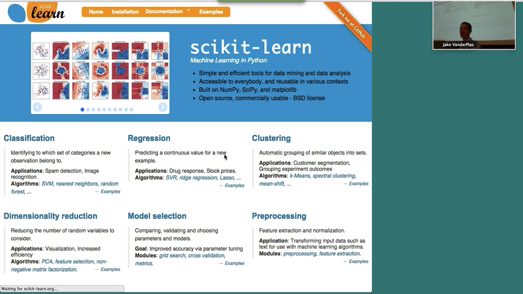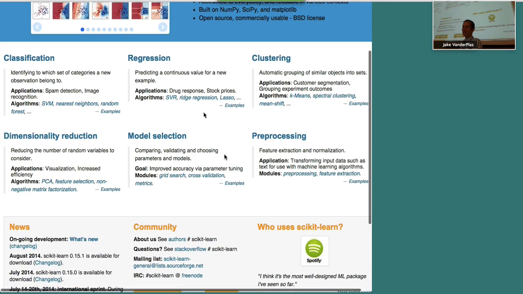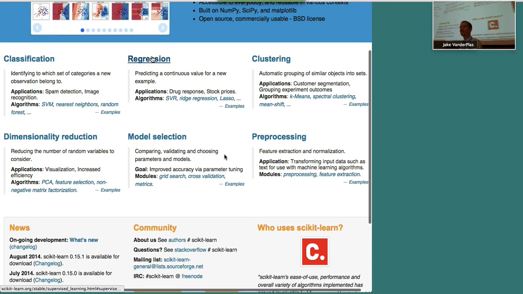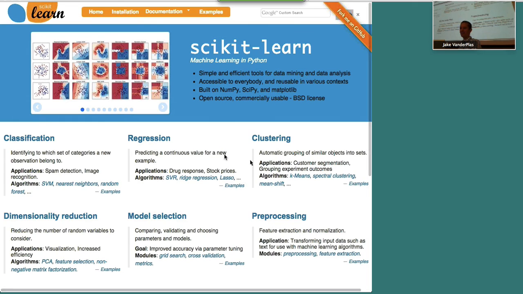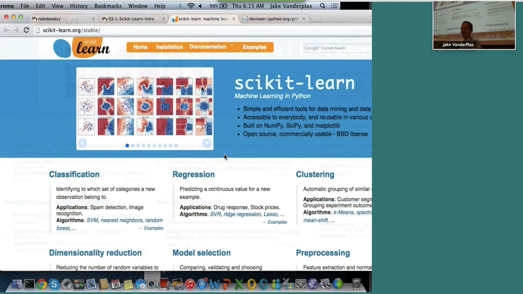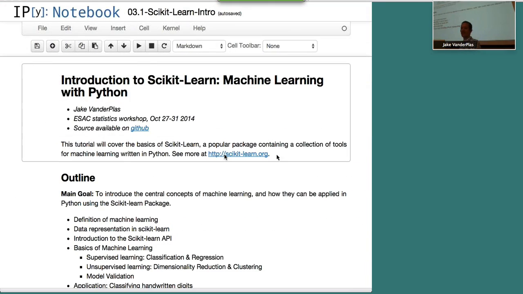So I have a link right here, and this is actually the Scikit-Learn website. It's fun to poke around. There's a lot of different things that you can do here. They have an intro to some of the machine learning algorithms, the classes of machine learning algorithms, and then there's things on model selection, pre-processing. So if you're curious, you can go there and take a look. But I'll be walking through a few of these things in this notebook, Scikit-Learn intro.